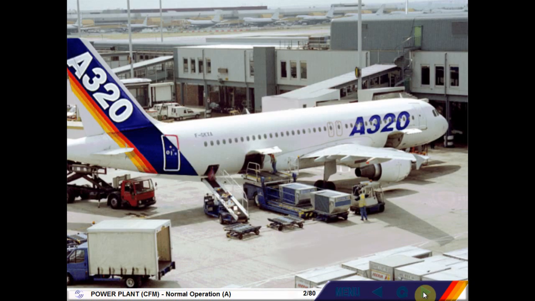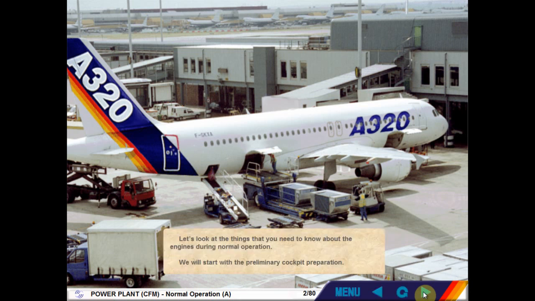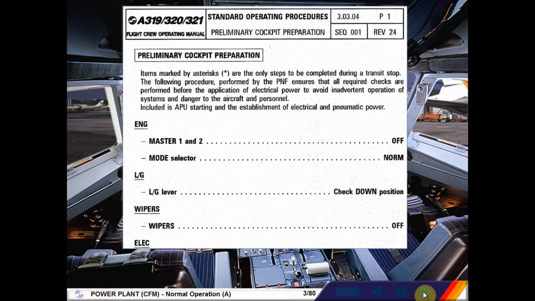Let's look at the things that you need to know about the engines during normal operation. We will start with a preliminary cockpit preparation. You are in the cockpit. The pilot non-flying ensures that all required checks written on the Standard Operating Procedures (SOP) are performed before the application of electrical power.